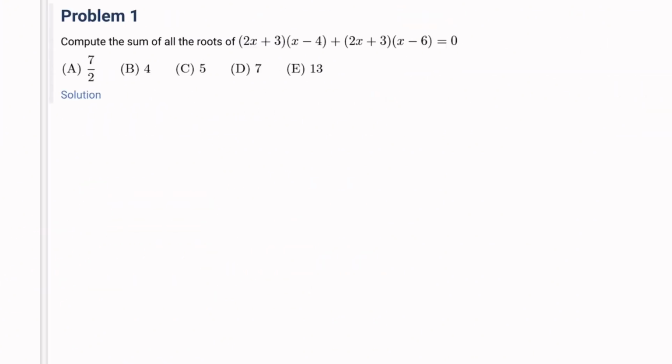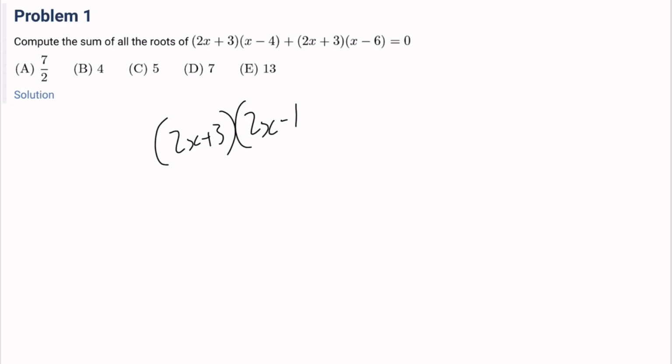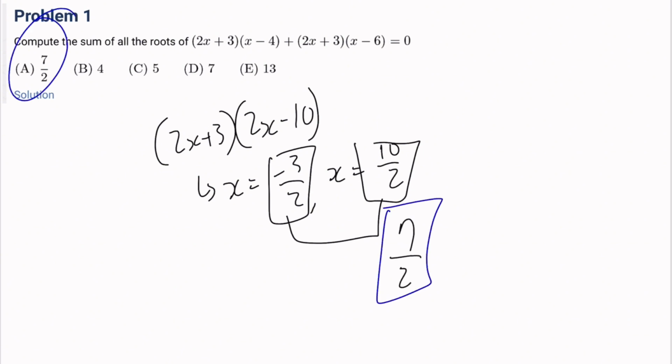So let's get started. First problem, compute the sum of all the roots of this. Okay, so we see 2x plus 3 and 2x plus 3, they're common, so if we take those out, it's 2x plus 3 times 2x minus 10, right? So this gives us x equals negative 3 over 2, and x equals 5, right? But then 5 is equal to 10 over 2, and since we have to add these together, we get 7 over 2, right? So 7 over 2 is the answer, it's A.